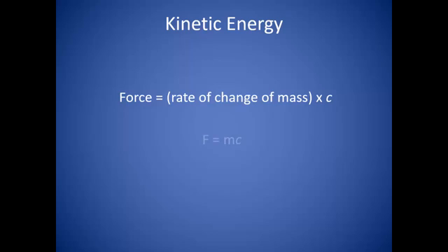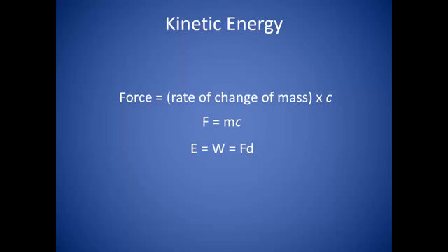We can write this in more of a shorthand notation as F equals Δm c, where F is the force, Δm is the rate of change in mass, and c is the speed of light. Note that Δm is not the total mass of the particle, but the rate that the mass changes. And since it is a rate, we can define the time it takes to do this as 1 second. So Δm is the change in mass in a 1 second time period.